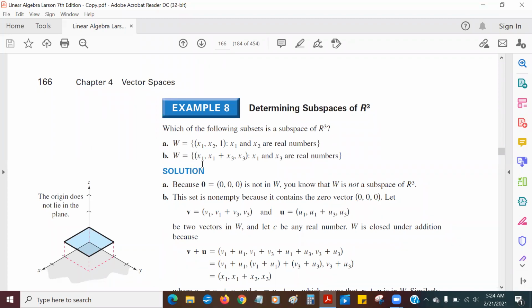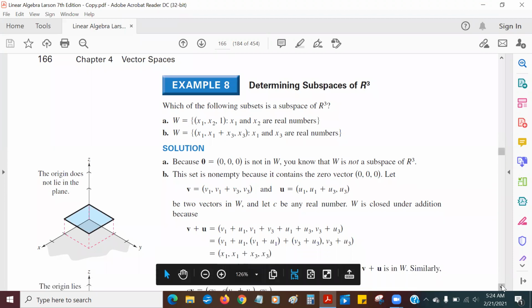Now let's look at this one here: x, comma, x1 plus x3, comma, x3. So this is x, the middle is y plus z, and the end is z. So we have x and z. So this is specifically y is equal to x plus z. Really, if you think about it. So let's look at B.